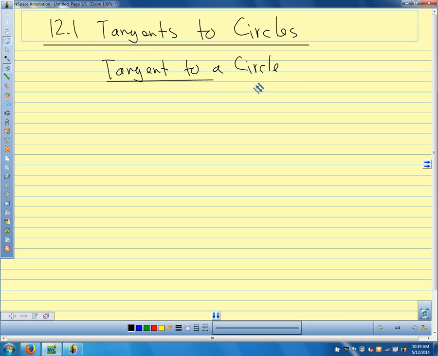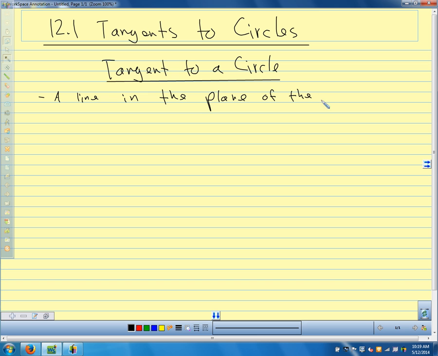is, it can be a line, it can be a segment, it can be a ray, but I'll just say line. So I'm going to say a line, and we're in the plane of the circle. So we're not in 3D anymore. We're back in the plane. We're back in 2D. A line in the plane of the circle that intersects the circle in exactly one point.